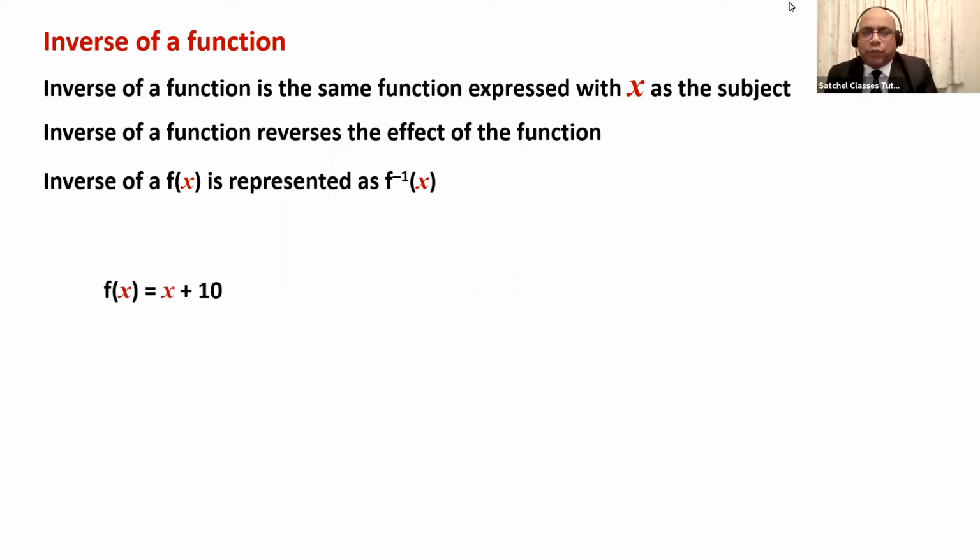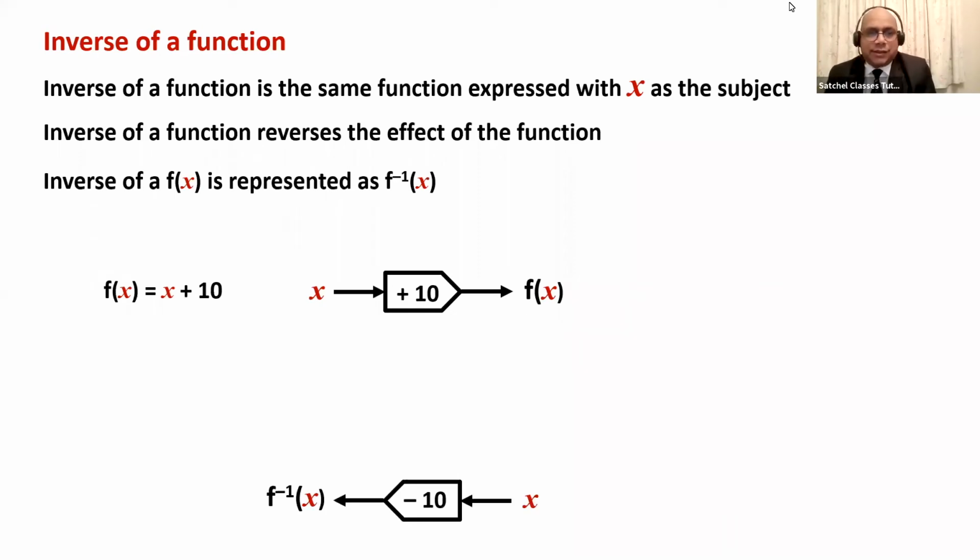Let's take a simple one-step function. f(x) is x plus 10. What it means is the input is x, the rule is plus 10, and the output is f(x), which is x plus 10, correct? So in simple diagrammatic form, the inverse of that function has to be minus 10, right? So if I need to find the inverse of that function, I just need to reverse the process. So x minus 10 will be the inverse of the function.